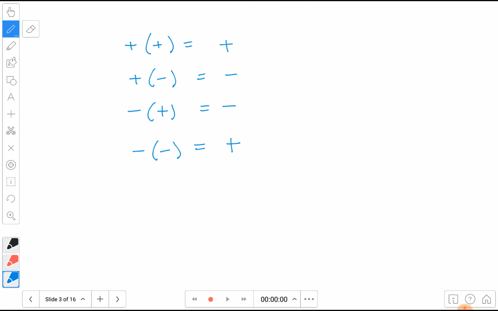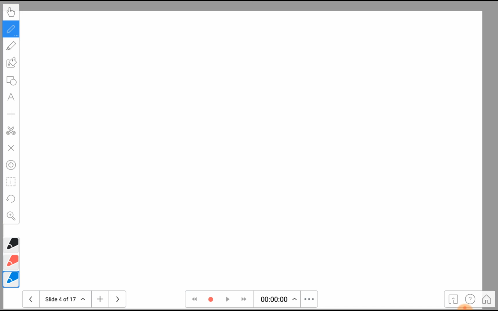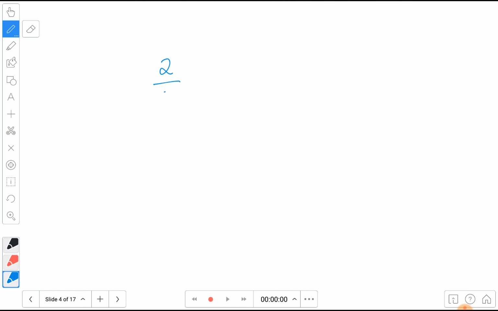So if we do that with fractions, let's do an example. Let's say we're going to take 2/3, and we want to subtract -1/3. What we'll do first is rewrite the question. So 2/3 minus -1/3. Well, minus minus is adding. So we'll rewrite this as 2/3 plus 1/3.